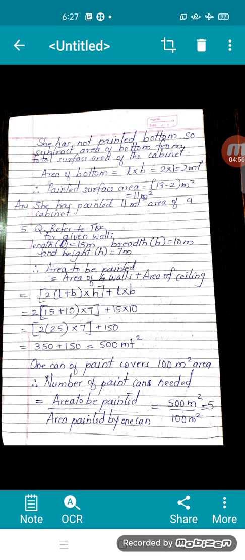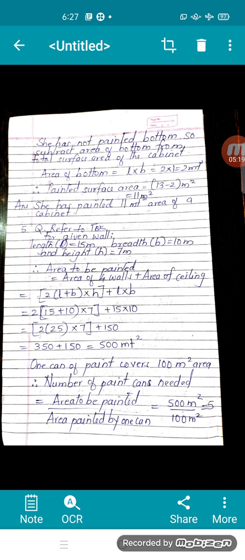Question number 5. Daniel is painting the walls and the ceiling of a cuboidal hall with length, breadth and height of 15 meter, 10 meter and 7 meter. Each can of paint covers 100 meter square of area. How many cans of paint will she need to paint the room?